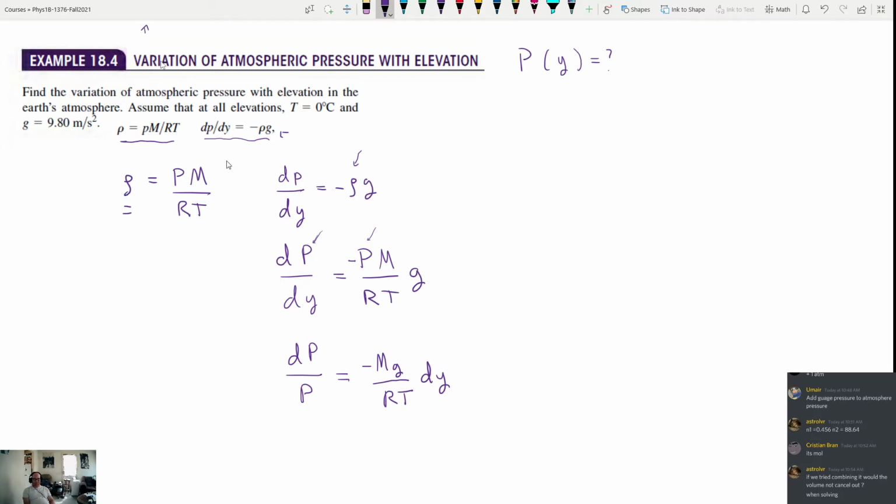We started off with these two equations. We took density and plugged it into our variation of pressure with depth equation. And then I took the pressure here and put it together with the other pressure. And now we want to get pressure as a function of height, so we're going to integrate both sides. We're going to integrate this, and we're going to integrate this.